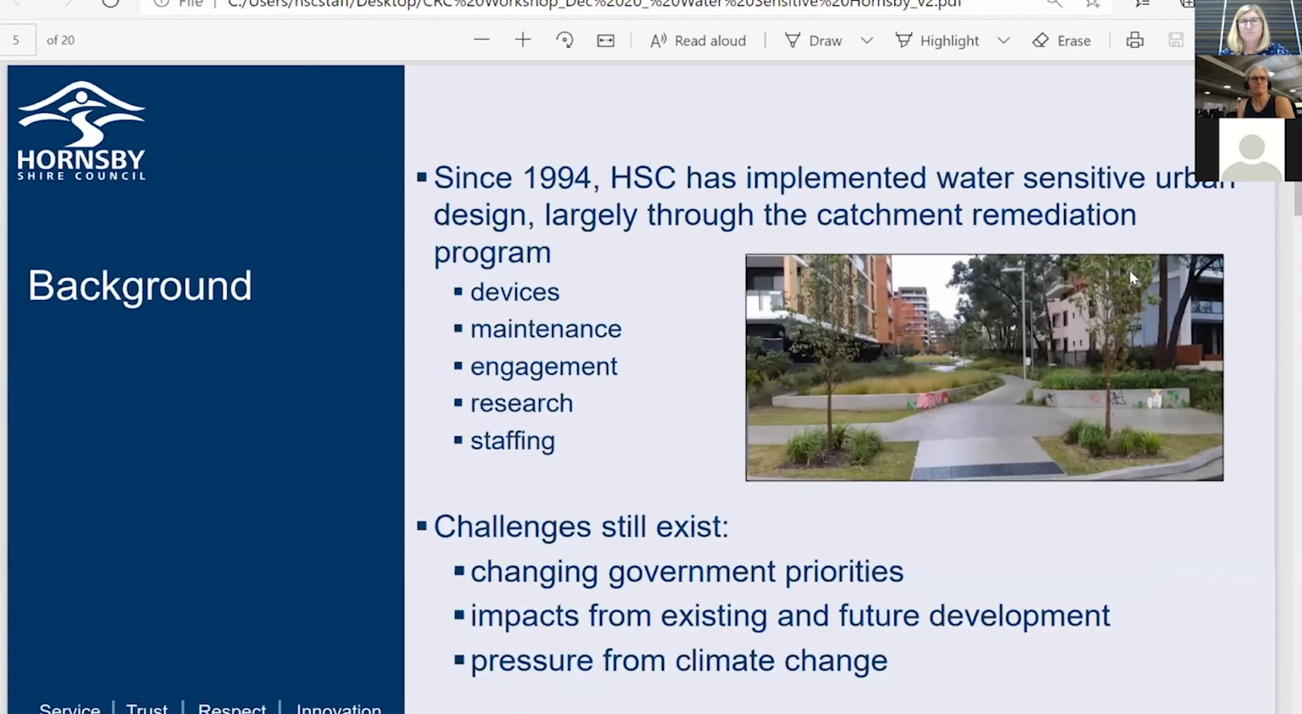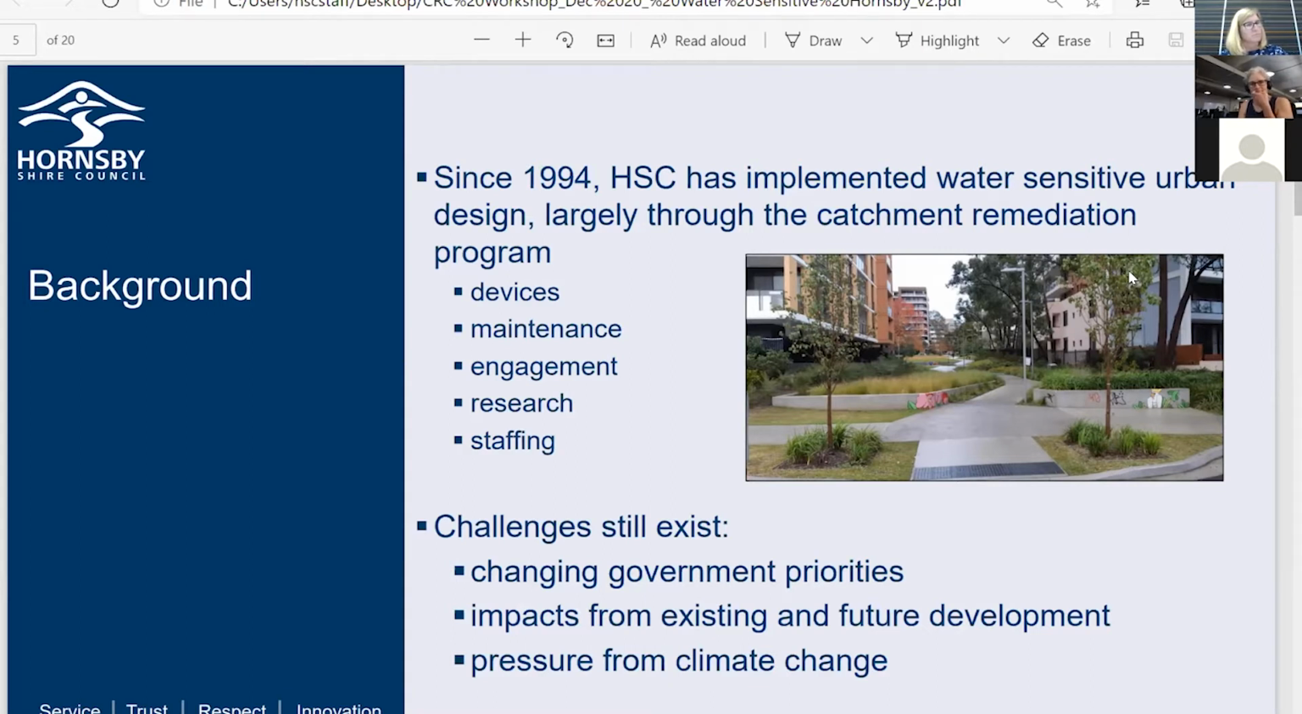Just a bit of background, Hornsby's been doing work in this area for quite a long time. We've had an environmental levy called the catchment remediation rates for the last 25 years. It was basically around some catastrophic events in some of our waterways back in the 90s, to an extent where we actually put a moratorium on development, which is pretty astounding when you think about it. So we've been doing work in this space for quite a long time.